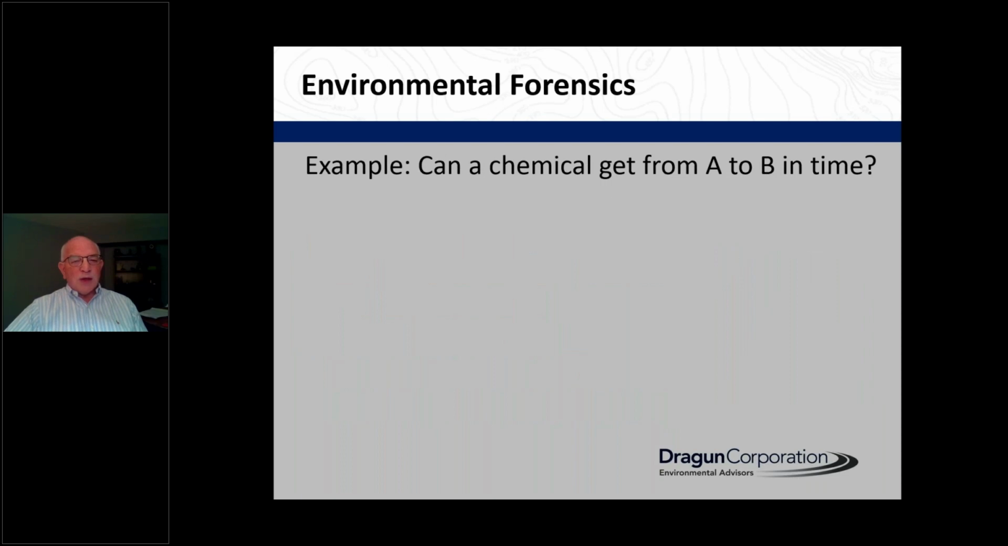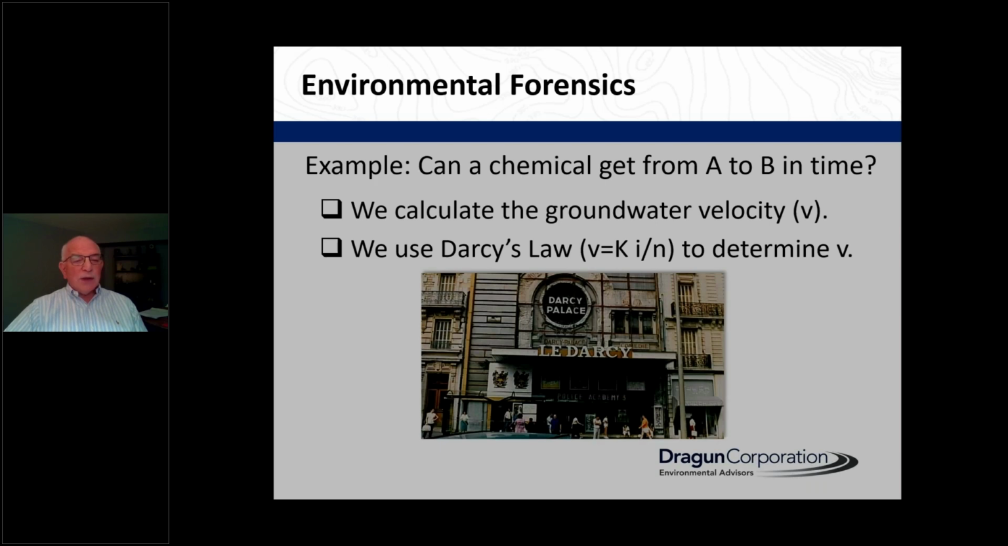So typical question is, can a chemical get from point A to point B in a given time? So typically we use Darcy's law or some variant of it to figure out the groundwater velocity. Darcy's law takes into account the hydraulic conductivity K, the hydraulic gradient I, and the porosity N.